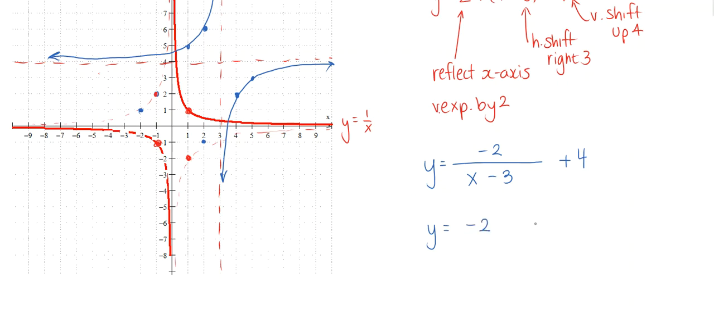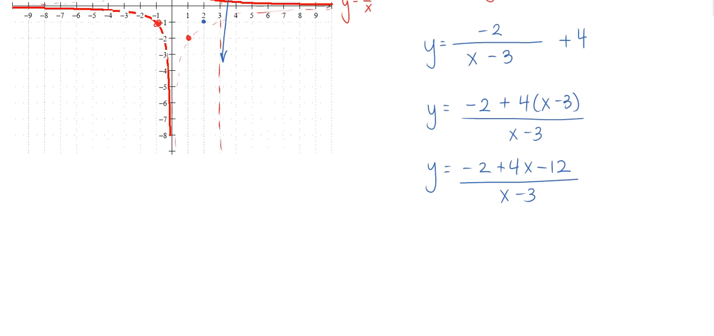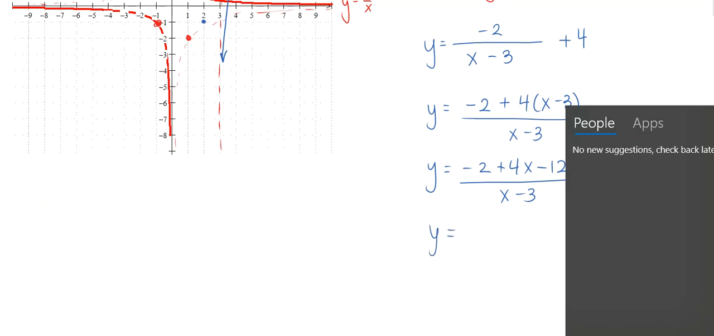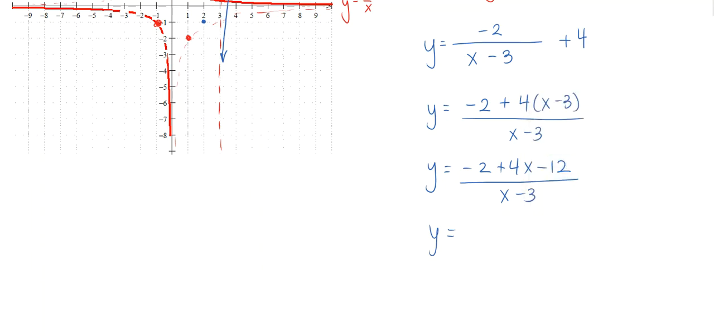Now in the case that they actually did write this out as something written over a common denominator, you would then have -2 plus 4 times x minus 3 all over x minus 3. This would then simplify down to -2 plus 4x minus 12 all over x minus 3. And now we're looking at an equation that looks like this. Sorry, one second here, close that down. Why it was open, I'm not sure. Then we have 4x minus 14 all over x minus 3.